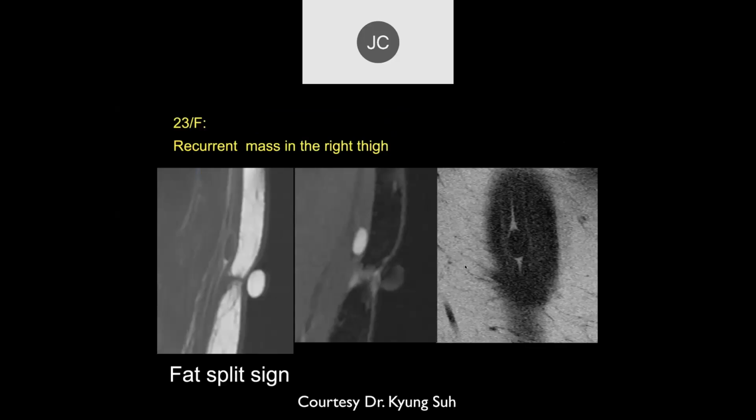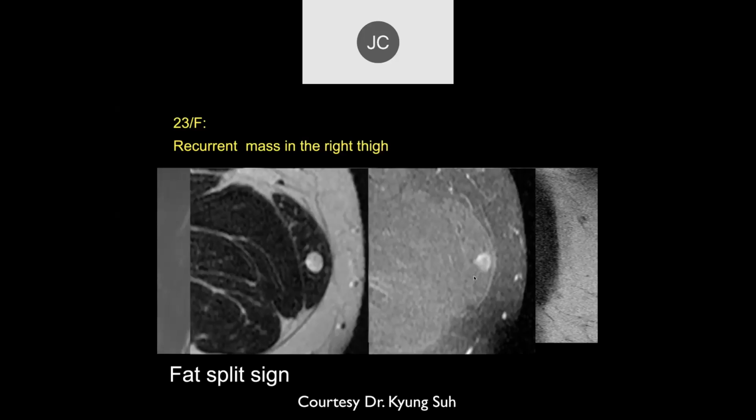Okay, Tayson. All right, 23-year-old female with recurrent mass in the right thigh. You see this ovoid, low T1, high signal on fluid sensitive sequences. And we have this split fat sign here. Makes me think of a neurogenic nerve sheath tumor. Certainly could be in that category.